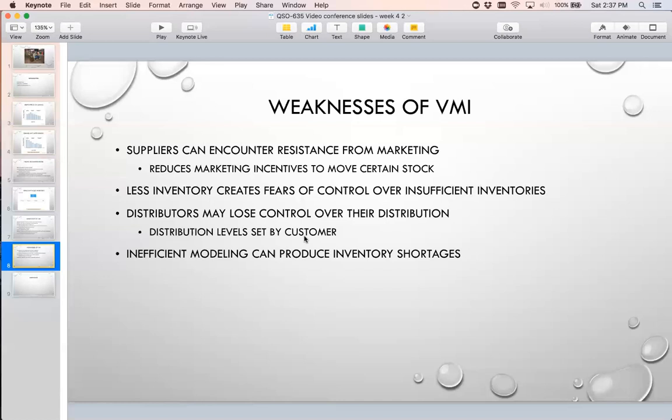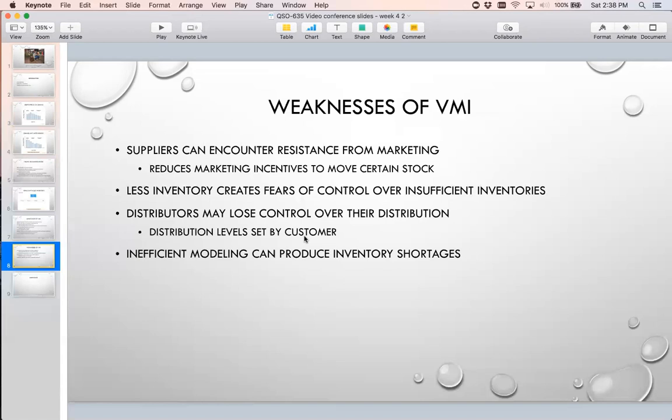So distributors lose control over their distribution. Distributors in the old days, they'd have multiple products and they would be responsible for distributing multiple products to multiple customers. Well, if a customer has VMI, the distributor is no longer needed because the customer sets distribution levels in a VMI, not the distributor. So the distributor usually has to redo their role within the system.